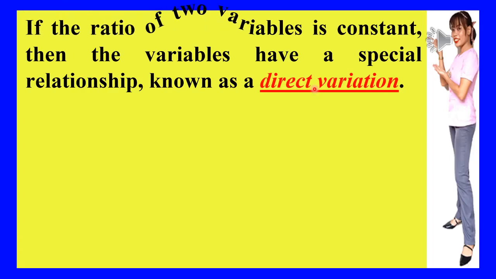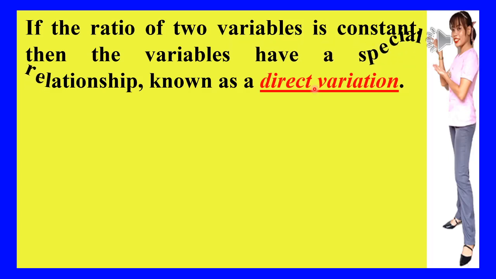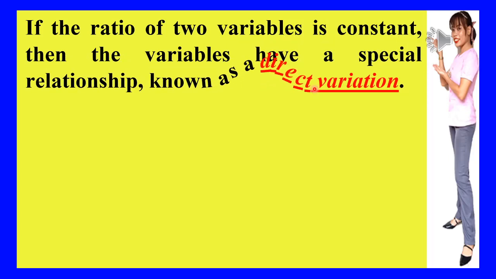If the ratio of two variables is constant, then the variables have a special relationship known as a direct variation. This means that there are two variables involved in direct variation. Not three, not four, but two variables only.